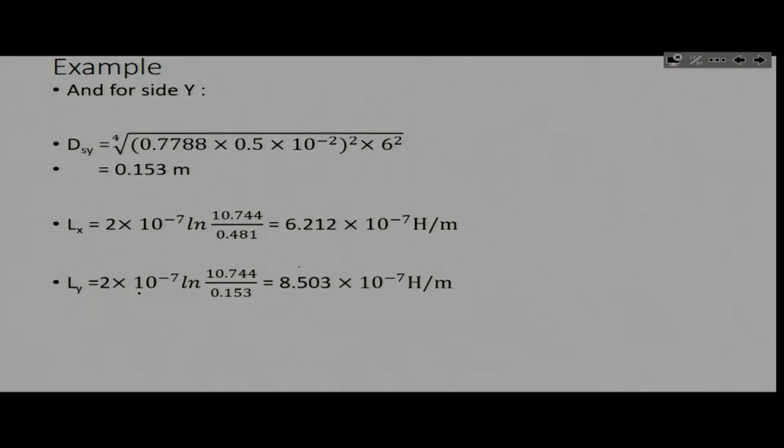Then Ly is 2 times 10 to the minus 7, the same distance, 10.74 for Ds, and 0.153, which is Dsy. And that gives us 8.5, and the sum of the two inductances will give us L, the total inductance, which is Lx plus Ly, which gives us 14.71 times 10 to the minus 7 henries per meter.